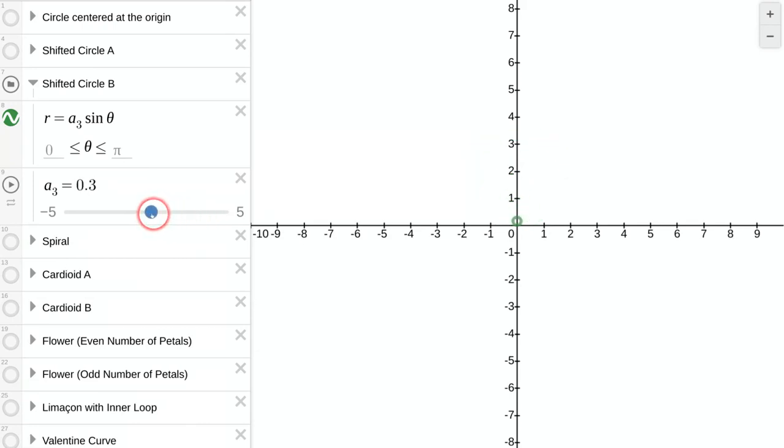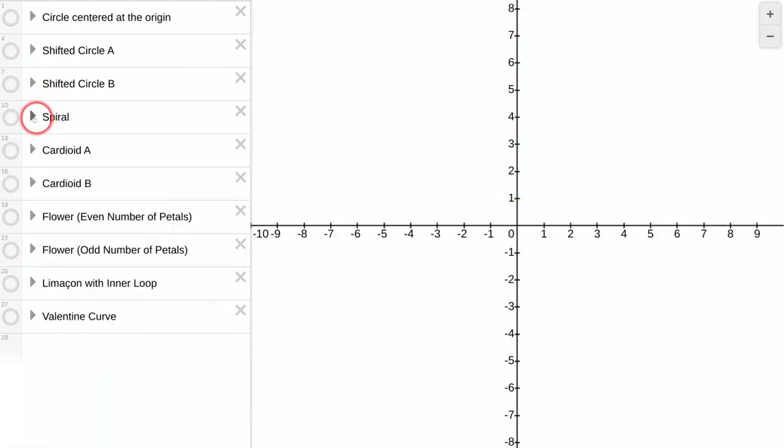And once you go on the negative side of this a sub 3 in front of the sine theta, you can see that the circle will actually go below the x-axis. Okay, the radius is still found the same way. Right now you put 0 here, then the function is just 0, so that's why you don't see any circle there. Okay, so next one is a spiral.